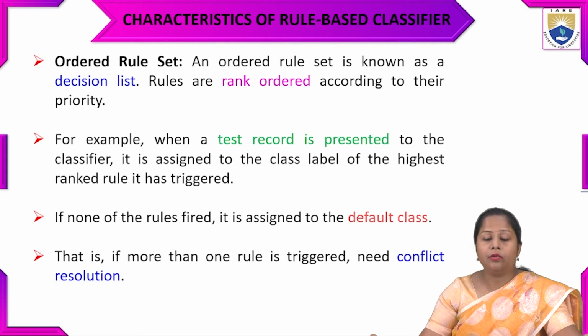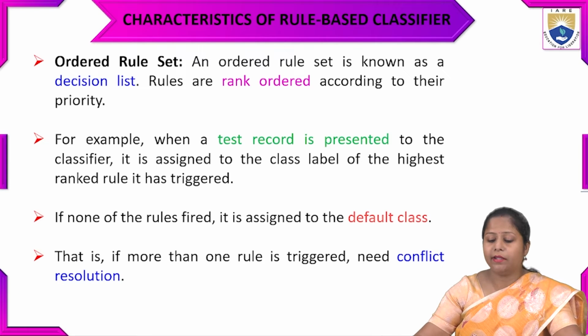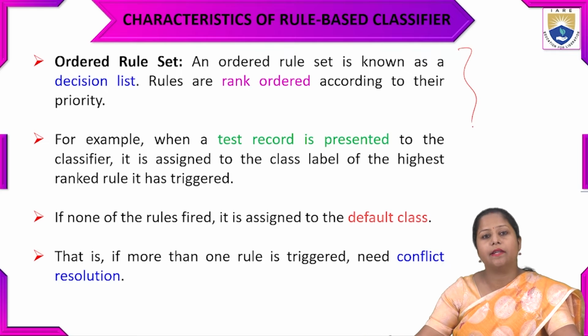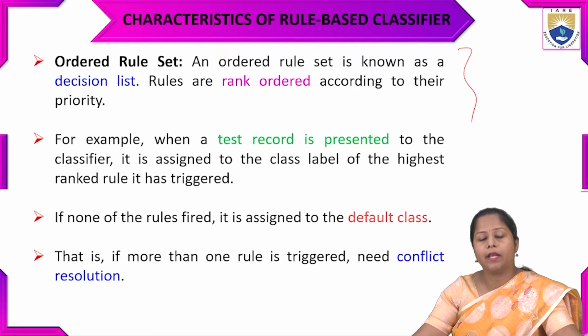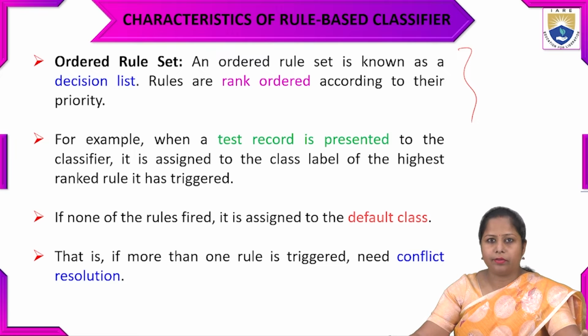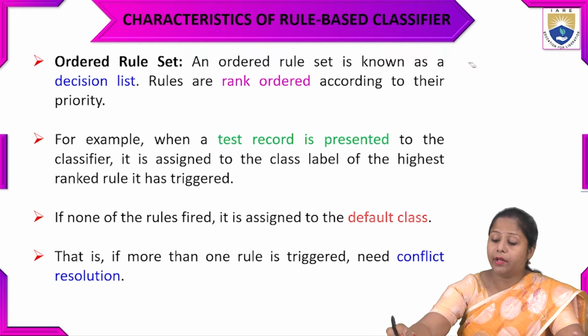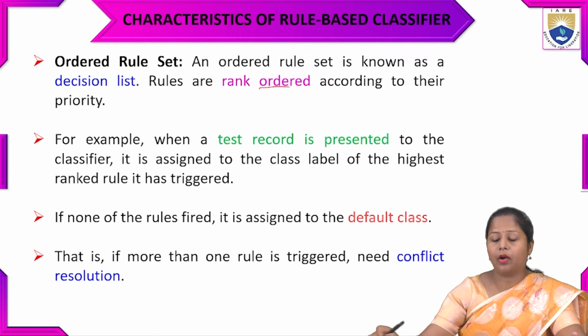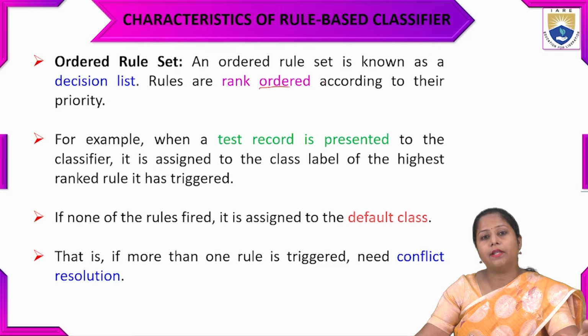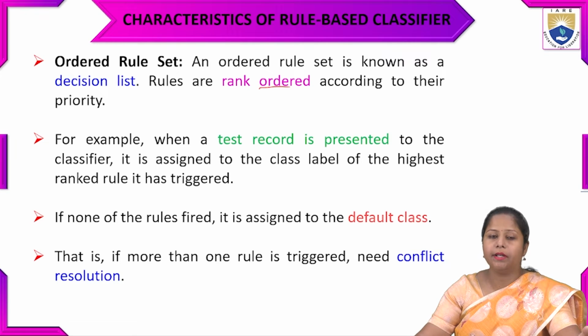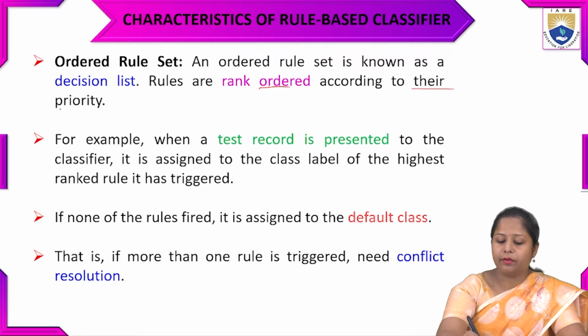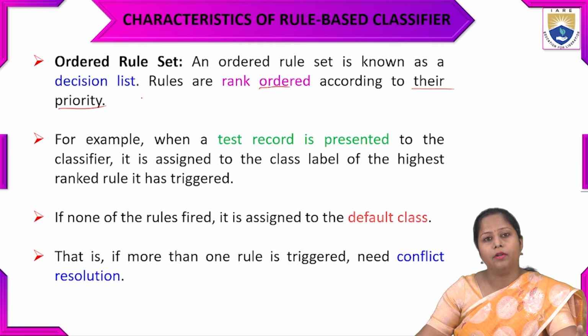Now, what is an ordered rule set? The ordered rule set is also known as a decision list. That is nothing but a decision list where all the rules are kept in one list in an ordered way. The rules will be rank ordered because the list is ordered in nature. The ranking can be decreasing or increasing, but the order should be there according to the properties of the rules, right?